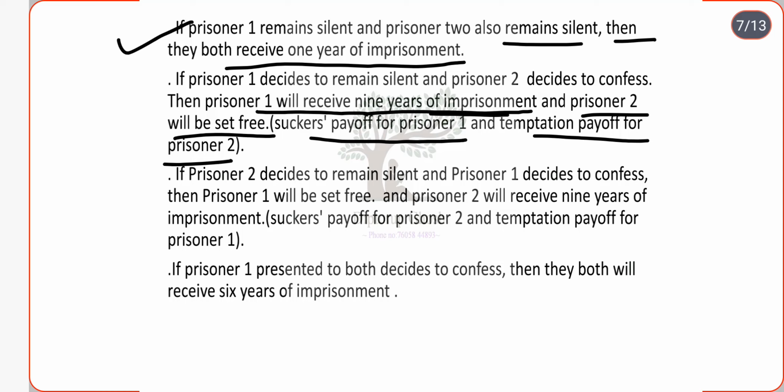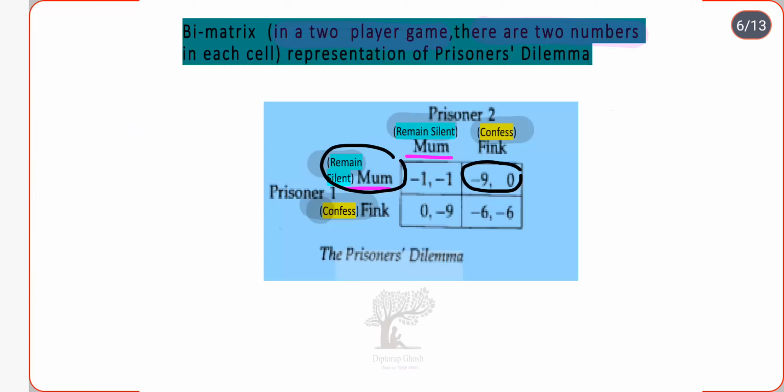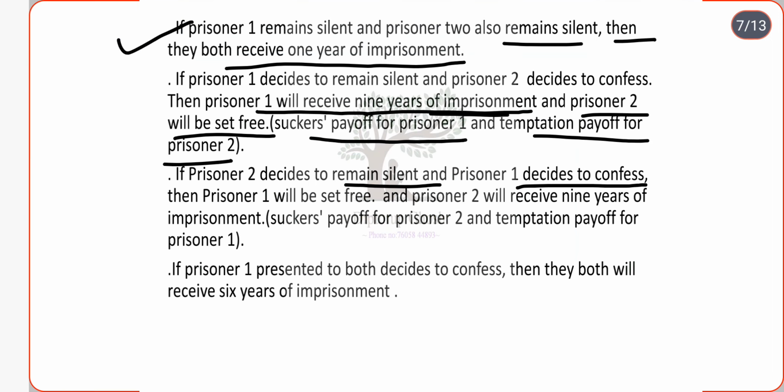Now, if prisoner 2 decides to remain silent and prisoner 1 decides to confess, so this is our payoff, 0, minus 9. That is 0 years of imprisonment for prisoner 1 and 9 years of imprisonment for prisoner 2.